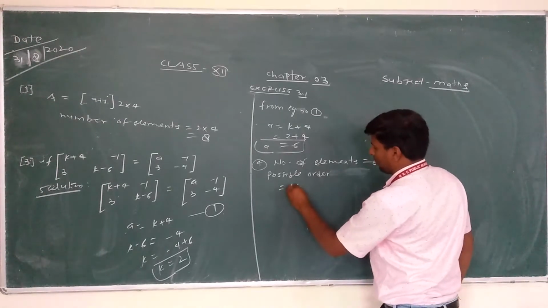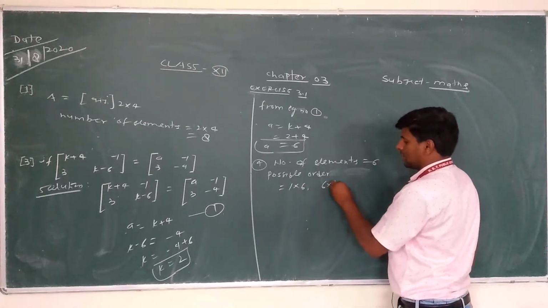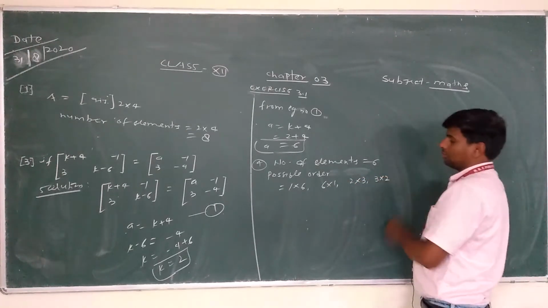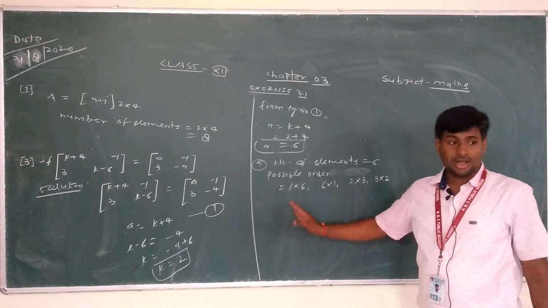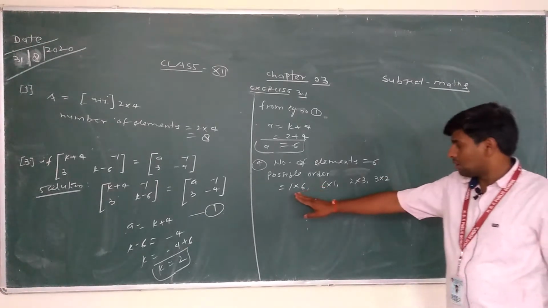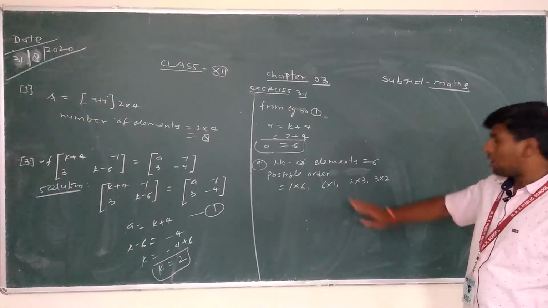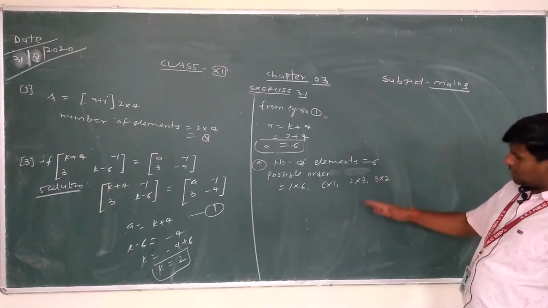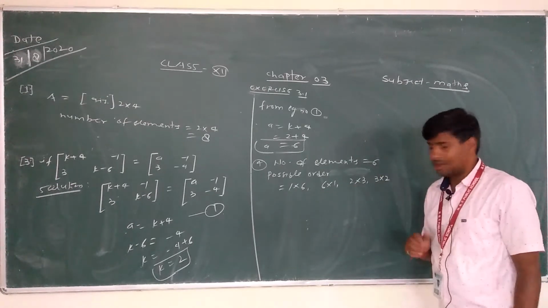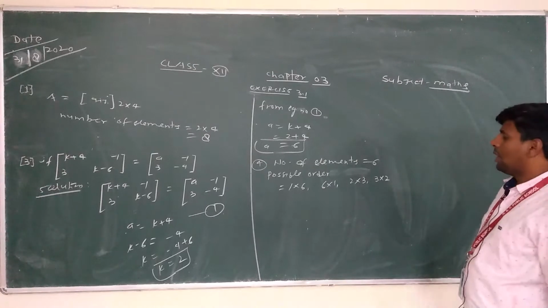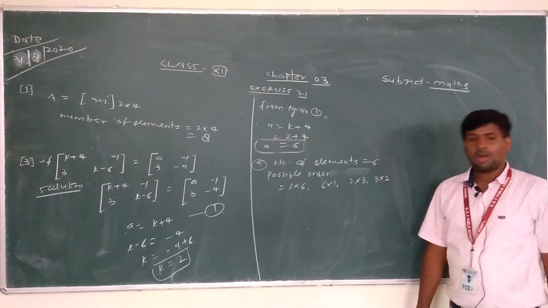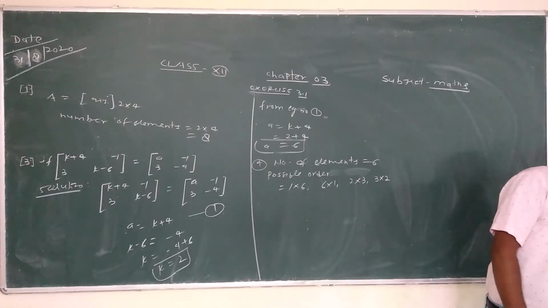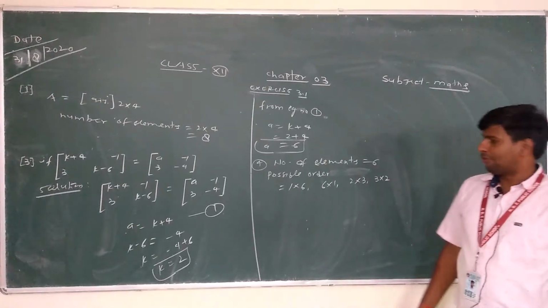Possible orders are 1 cross 6, 6 cross 1, 2 cross 3 or 3 cross 2. Any other order for six elements is not possible. Means, are there any other numbers whose product is 6? No, right? So the possible orders are 1 cross 6, 6 cross 1, 2 cross 3 and 3 cross 2. That's clear.